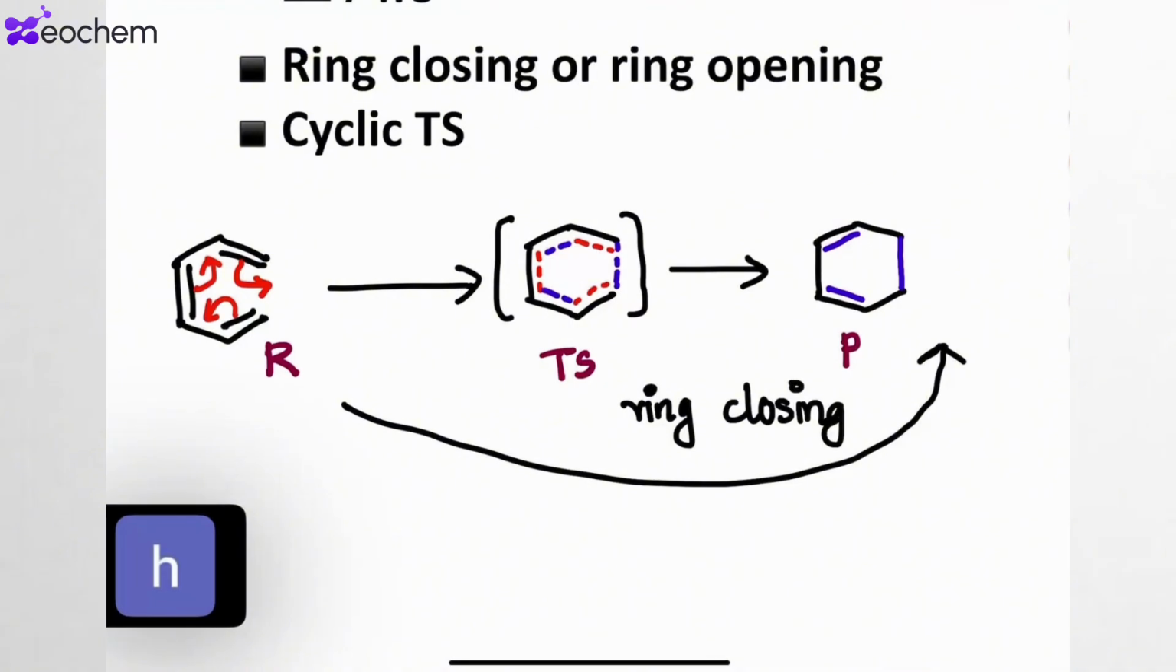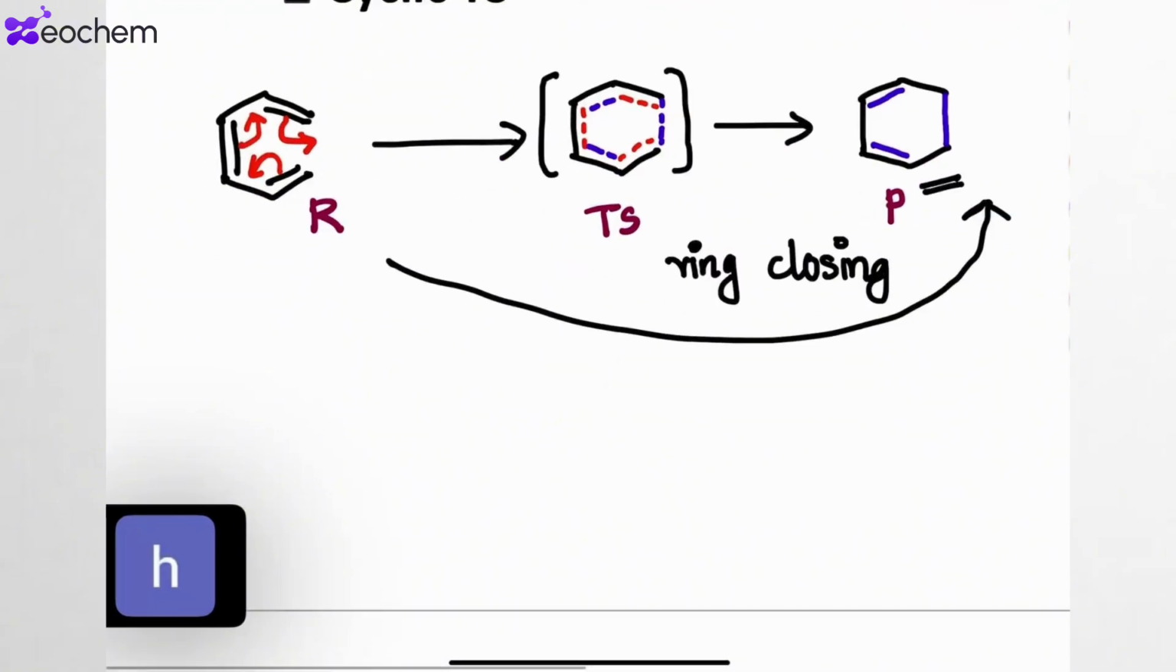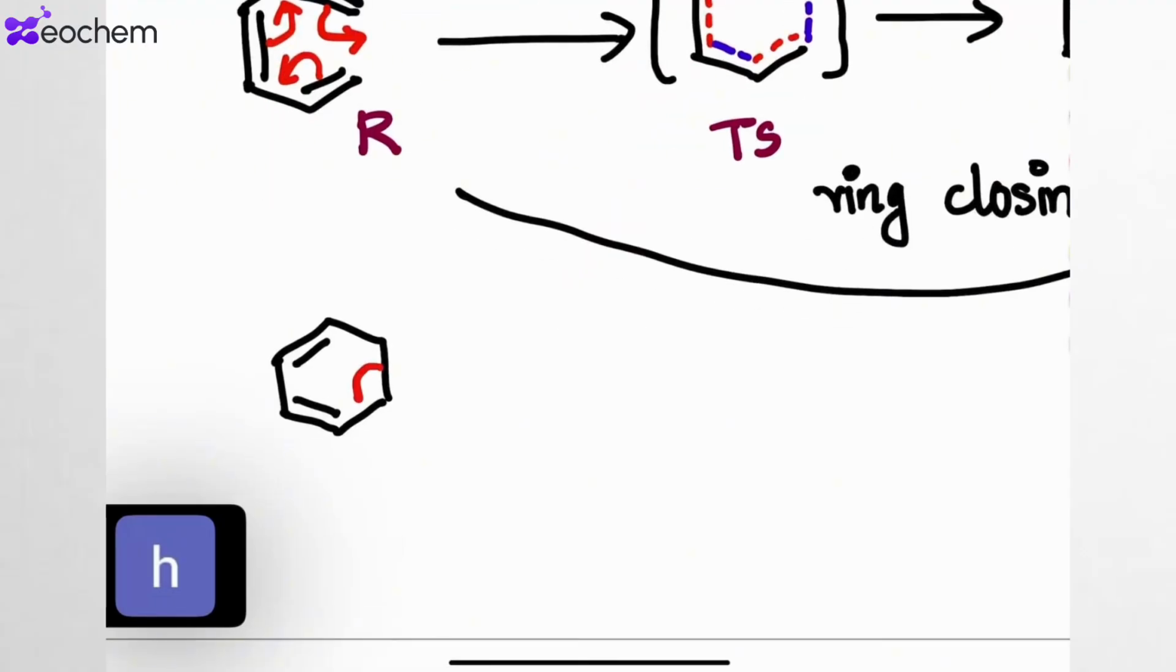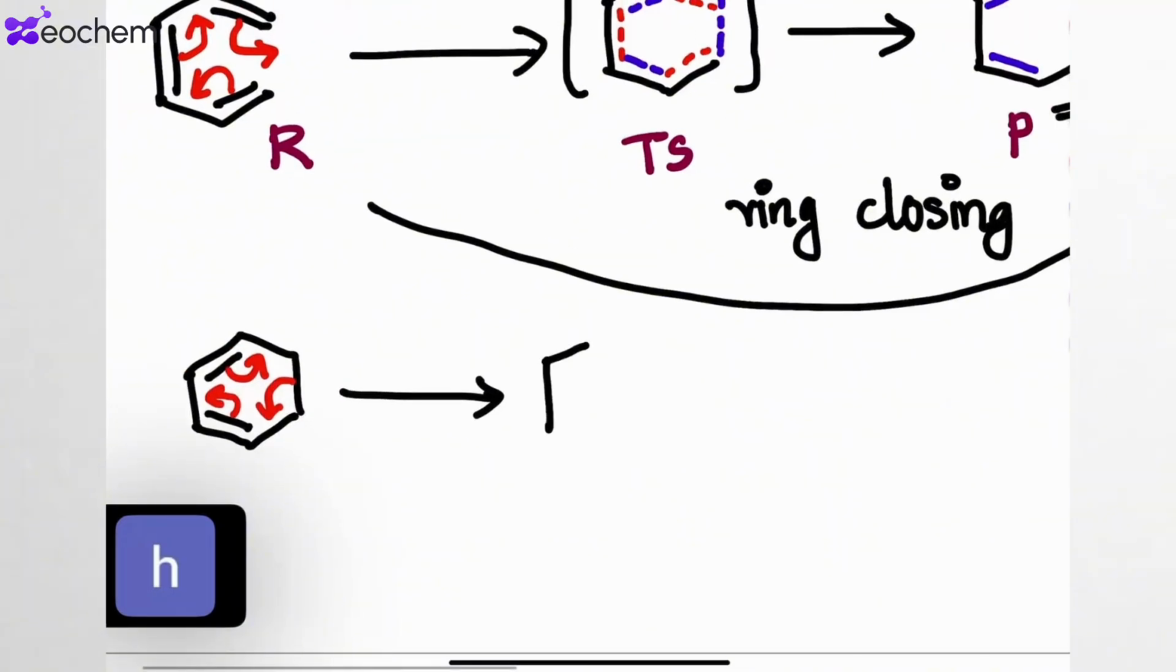How? I'll show you by taking this as the reactant. Here it was the product, but now we'll take this molecule as the reactant. Now we'll do the electrocyclic reaction in this molecule. How will the electrocyclic reaction happen? This bond will move here, this will move here, this will move here. So how will the transition state come? It will be like this. Now this bond is being broken, this bond is being broken, this bond is being broken, and here this is formed, this is forming, this is also forming.